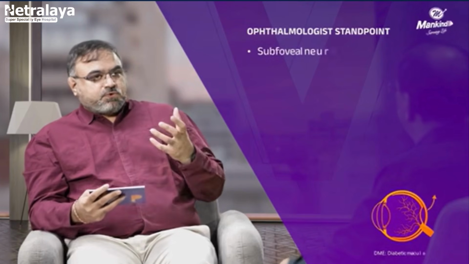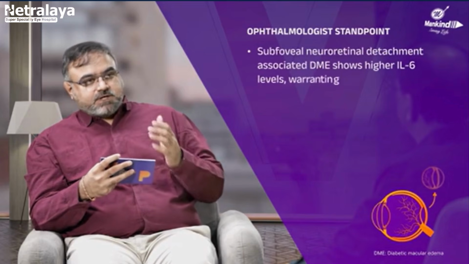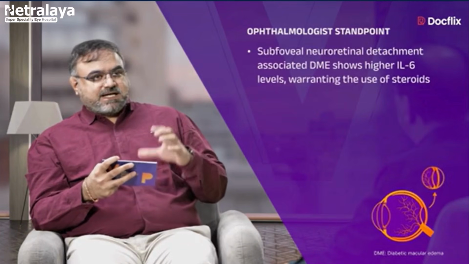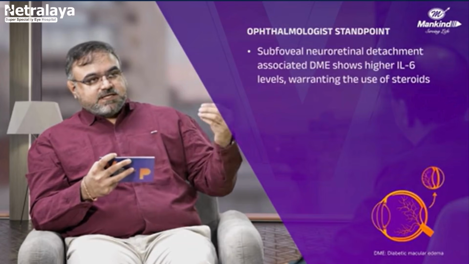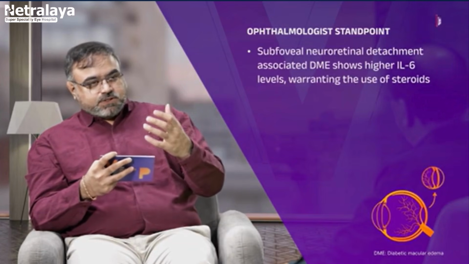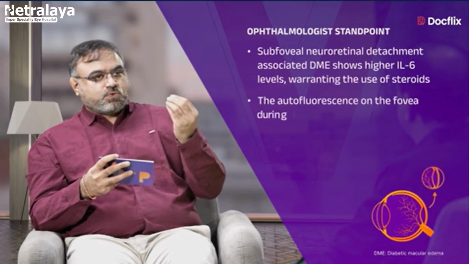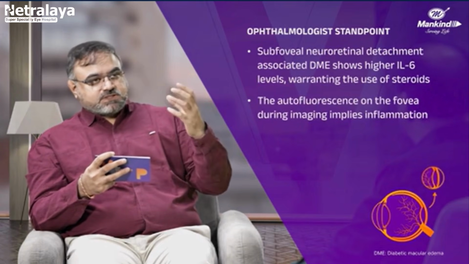So this subfoveal neuroretinal sensory detachment, which is there in diabetic macular edema, is mainly due to higher IL-6 levels. So we understand that in this case we need to give steroids, and many times this fluid has its own autofluorescence. So when we check it with autofluorescence imaging, we are able to see whether autofluorescence is there on the fovea or not.